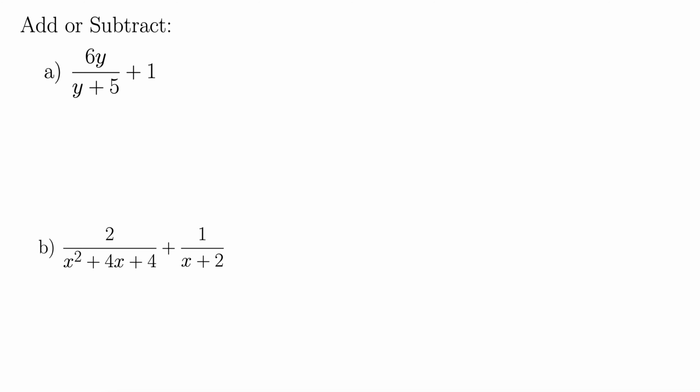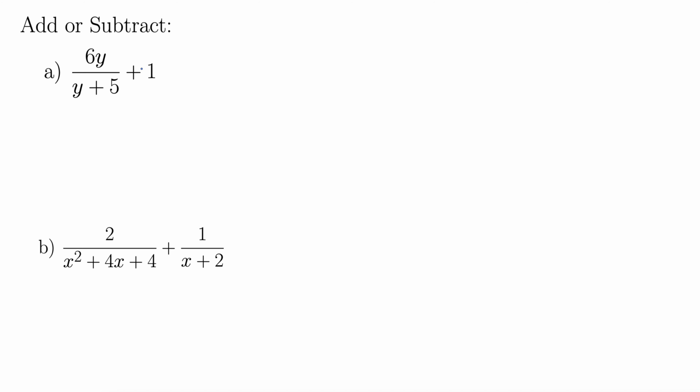Here are two examples for you to try. The first one we have 6y over y plus 5 plus 1. And the second one we have 2 over x squared plus 4x plus 4 plus 1 over x plus 2. So pause this video, try out those, and then we'll compare notes on the other side.